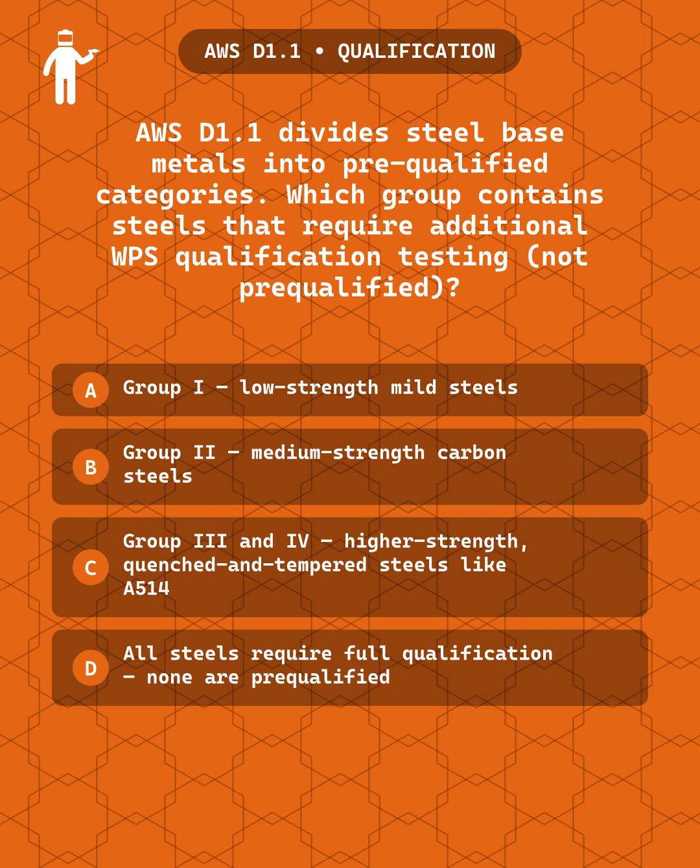Question 5. Which AWS D1.1 steel group requires additional WPS qualification and is not pre-qualified? Is it A, Group 1 low-strength mild steels, B, Group 2 medium-strength carbon steels, C, Groups 3 and 4, higher-strength quenched and tempered steels like A514, or D, all steels require full qualification?